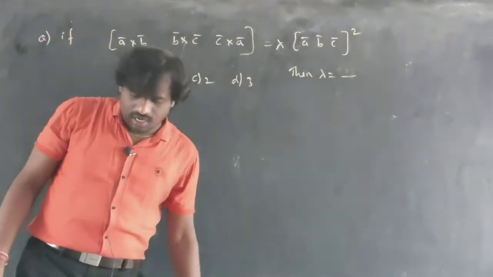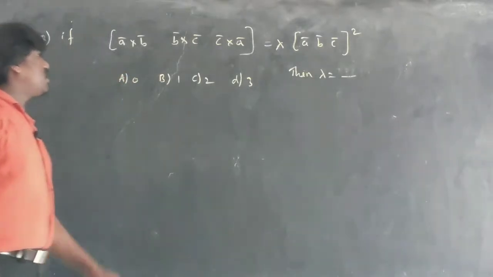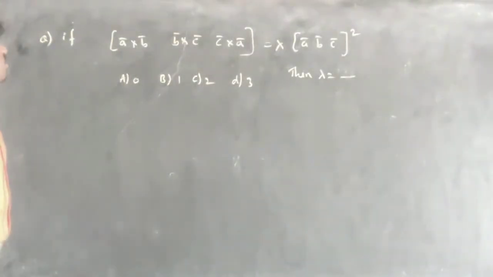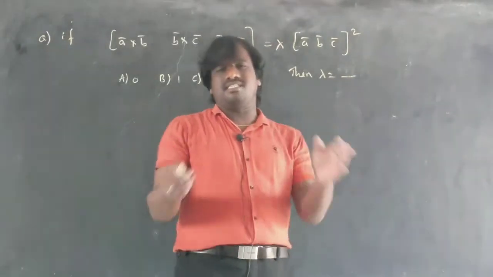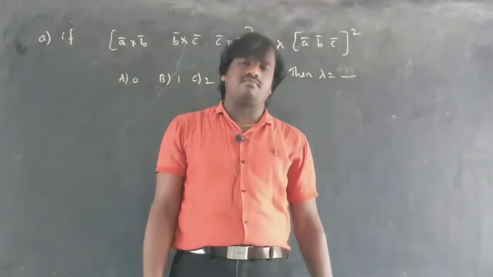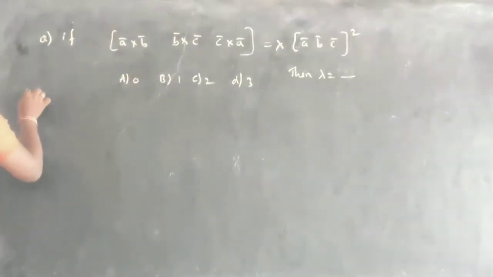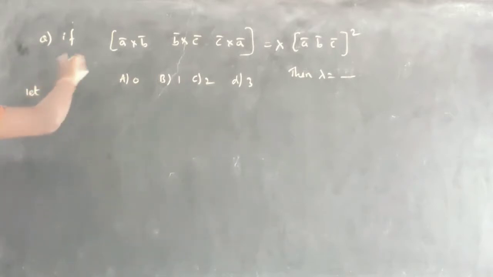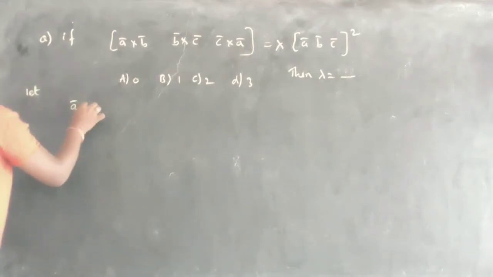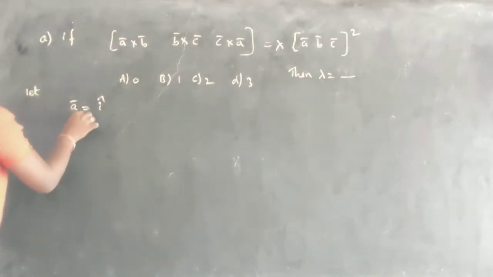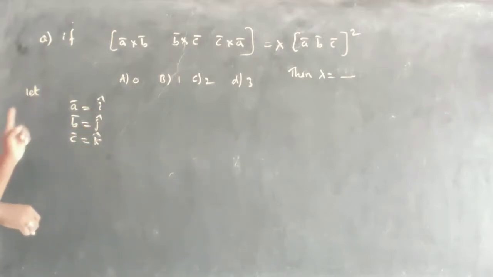This is another question asked in JEE. Let us discuss this question asked in JEE. The question is like this: box of A cross B, B cross C, C cross A is equal to lambda times box A, B, C square. So what is the value of lambda? How to deal with this question? Box means what here? To discuss this one, I feel it is better not to approach it that way. This is the logic of this question. Let us take A vector as i cap, B vector as j cap, and C vector as k cap. Approach like this, then the work will be done.